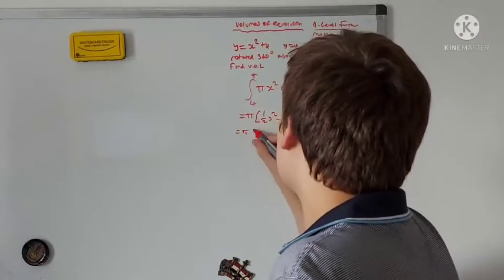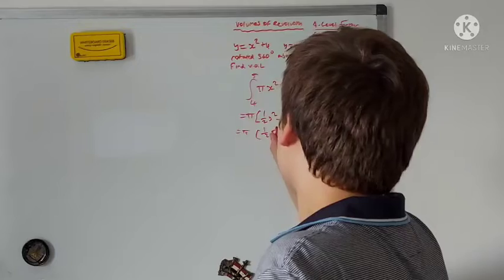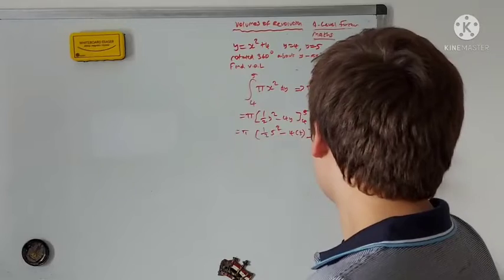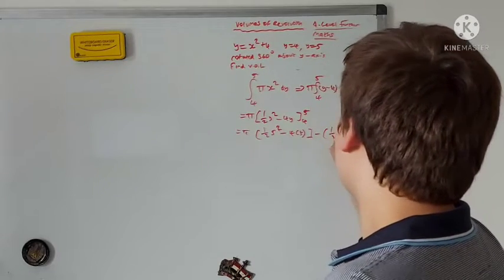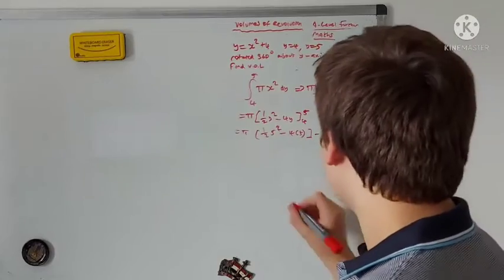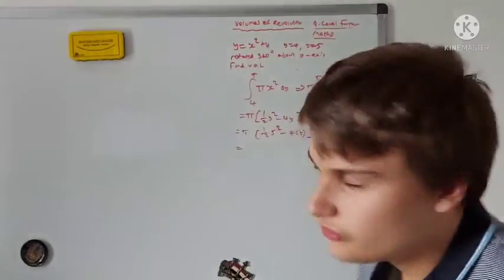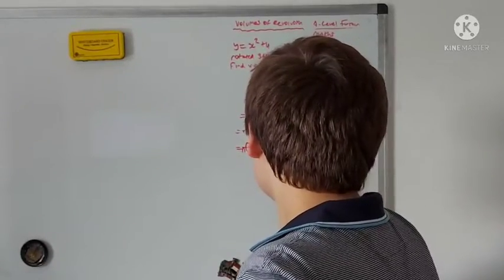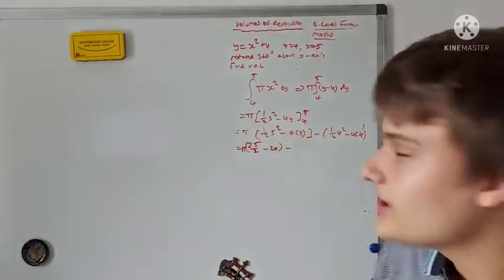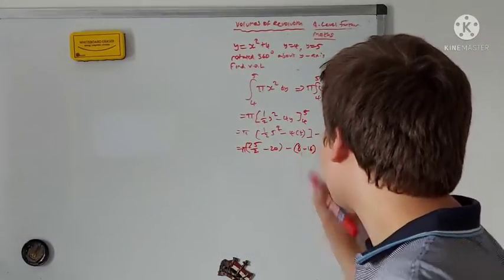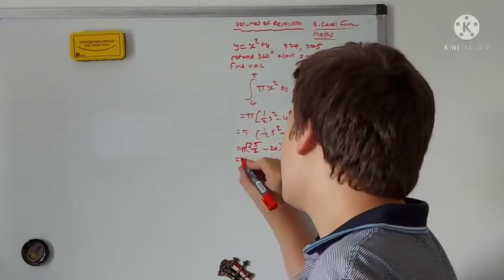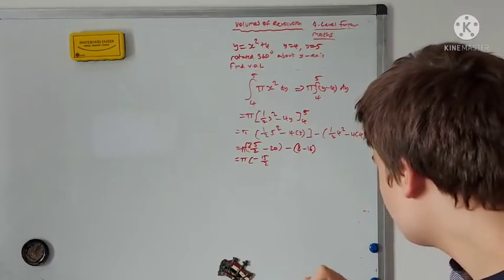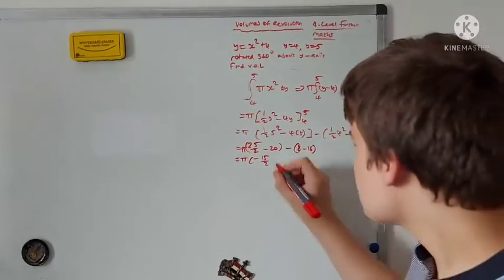So let's sub in my limits then. Got 1/2 times 5 squared minus 4 lots of 5, take away 1/2 times 4 squared minus 4 lots of 4. Okay, so that'll be 25 over 2, take away 20, take away 8 minus 16. Okay, which is pi times minus 15 over 2 plus 8, is it? Yes.